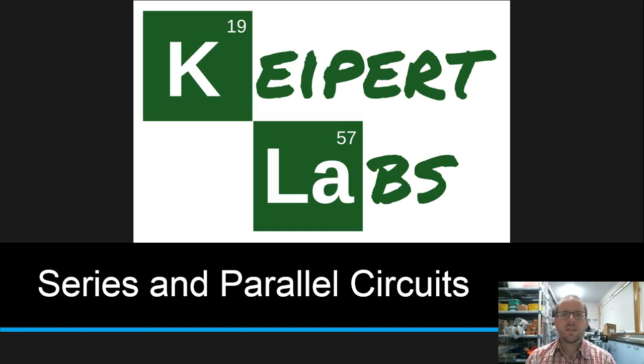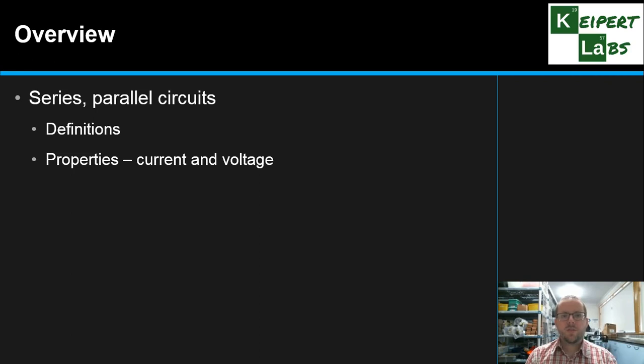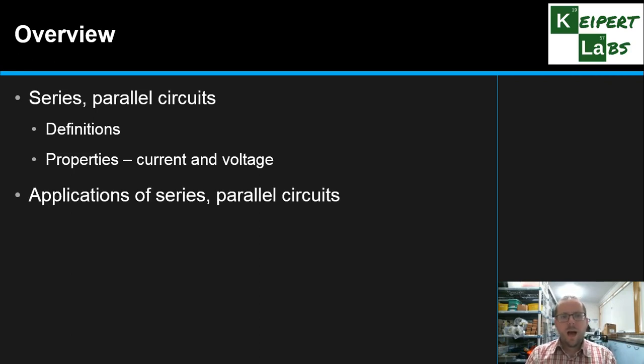Today we're going to be discussing series and parallel circuits. So we're going to be having a look at these two different types of electric circuits. We're going to define what we mean by each type, so what each label relates to, and then also some of the properties of both types of circuits, specifically focusing on current and voltage, seeing how they are similar and different. And then we're going to have a look at some applications or some uses for series and parallel circuits.